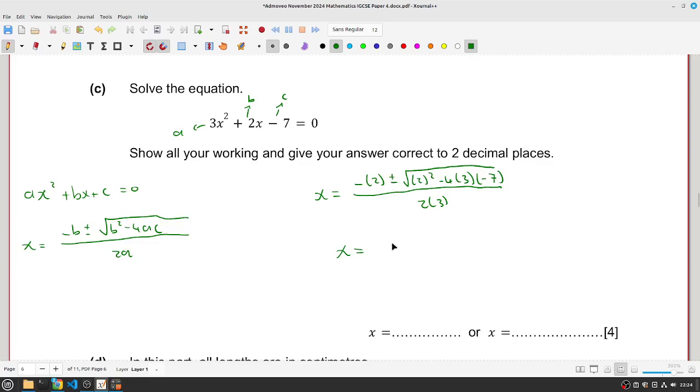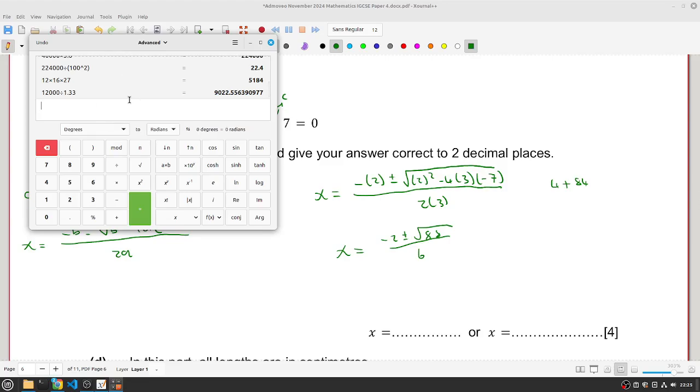I am just going to simplify it a little bit before we type it on the calculator. So it's negative 2 plus or minus square root. And then 2 squared is 4. The minus minus makes a plus. So we have 4 plus. And then 4 times 3 is 12, and 12 times 7 is 84. So plus 84. So it gives us the square root of 88 in here over 6. Okay. And now this can simplify even further. But let me just put that in the calculator straight away.